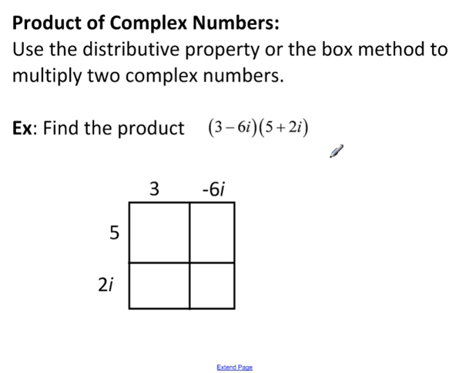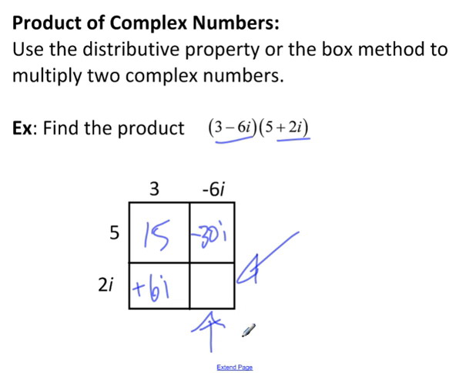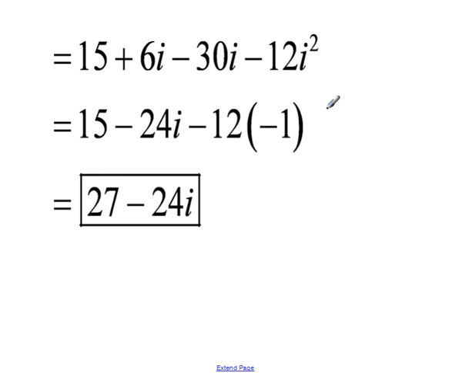Alright, product. We're going to multiply. And what's multiplication of two binomials if we're not using our box method? 3 times 5 is the 15. We get minus 30i here, plus 6i here. Now the weird thing is always going to happen down here in this bottom box. 2i times -6i. Well, we get the -12, but then i times i is going to be i squared. So that bottom box, we got -12i squared. So that's our weird one that we're going to have to deal with.